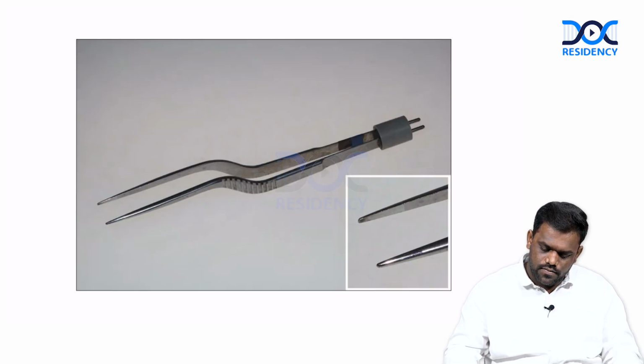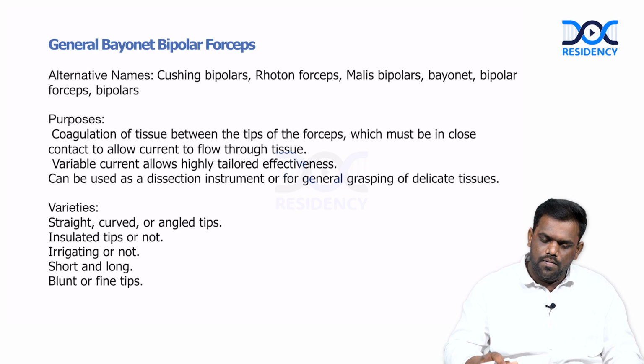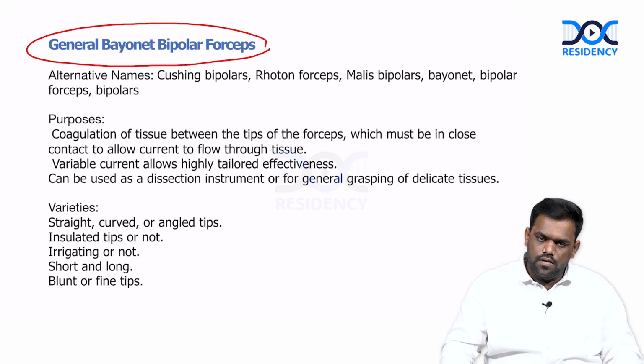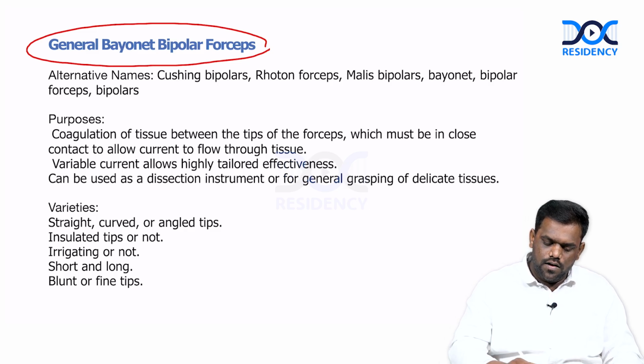So identify this instrument. This looks like a bayonet with bipolar connections there. This is a general bayonet bipolar forceps. Another workhorse instrument in neurosurgery is the bipolar forceps. It is otherwise called Cushing's forceps, Rotan forceps, Mayo bipolars, bayonet bipolar forceps.